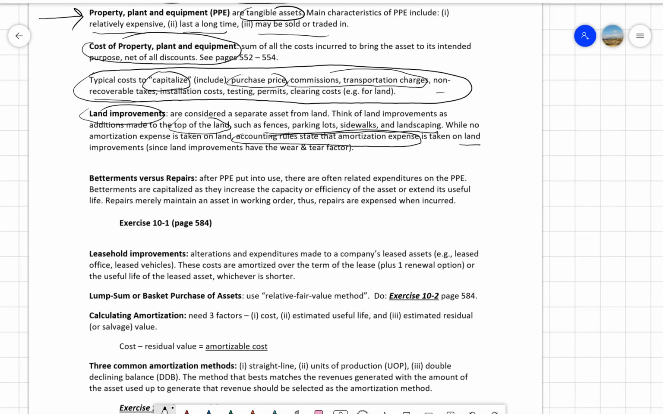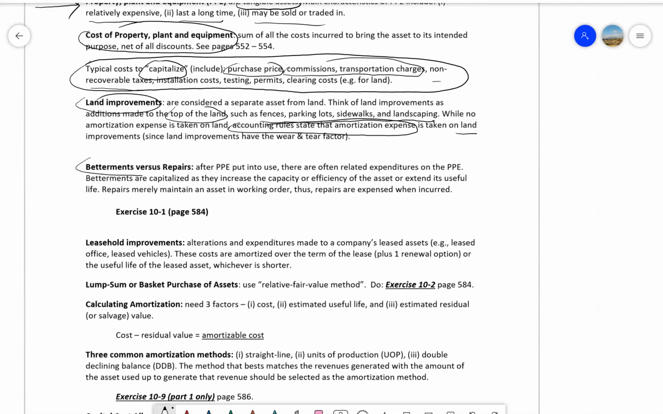Then the textbook talks about the difference between betterments and repairs. Now, when it comes to repairs, we will just expense those amounts. So, for example, if we have a car and we do an oil change, that would be an expense. But if we have a car and we do something to the car that's going to increase the capacity or efficiency of the car, then we would capitalize that amount.